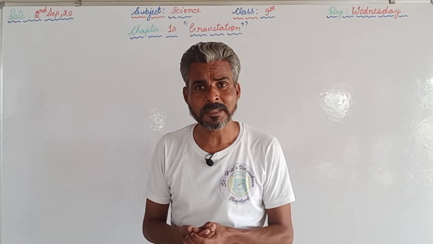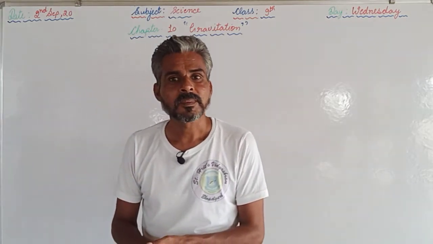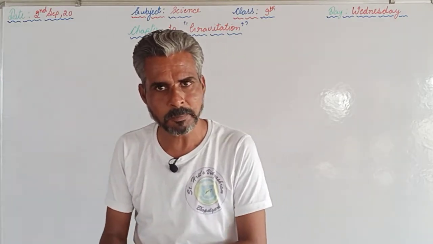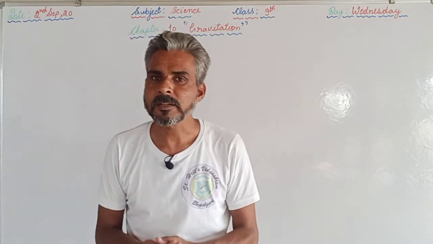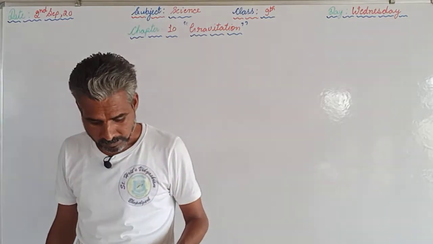So F is equal to capital G m1 m2 upon r square, where G is known as the universal gravitational constant, and the value of G is 6.67 into 10 raised to power minus 11, and the units are Newton meter square per kilogram square. This we have discussed in the previous video.